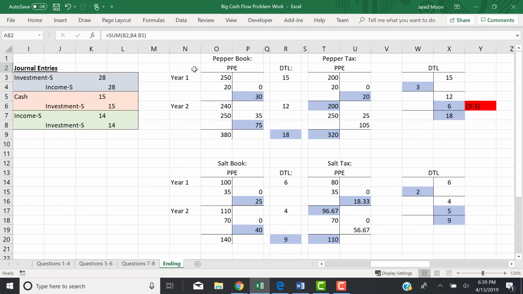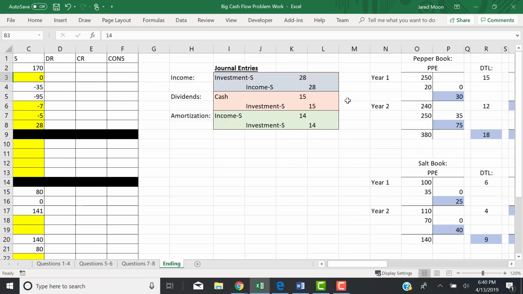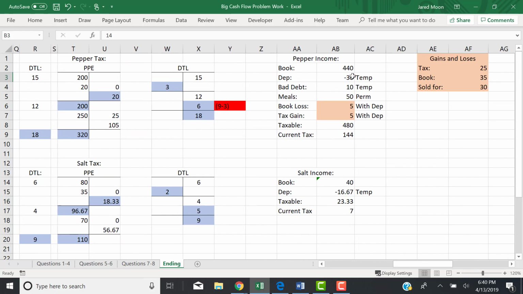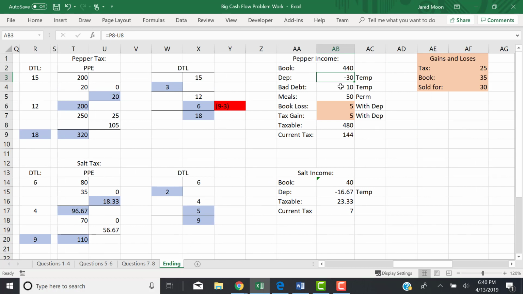Book income, 440. We had to solve for their net income, the amount that we get from them to get that. 2,300 plus 14 minus those two amounts gives us 440. You can check that in your calculator, pause this if you want. Depreciation, we know the difference was 30. We took more for tax than we did for book, so we have a $30 deduction there.